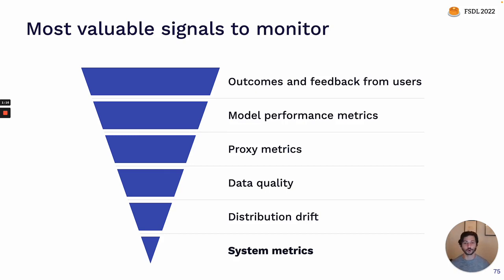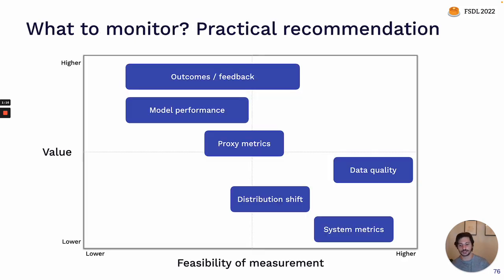But to give you a more concrete recommendation here, we also have to talk about how hard it is to compute these different signals in practice. We'll put the value of each of these types of signals on the y-axis, and on the x-axis, we'll talk about the feasibility, like how easy is it to actually measure these things. Measuring outcomes or feedback has pretty wide variability in terms of how feasible it is. It depends a lot on how your product is set up and the type of problem that you're working on.